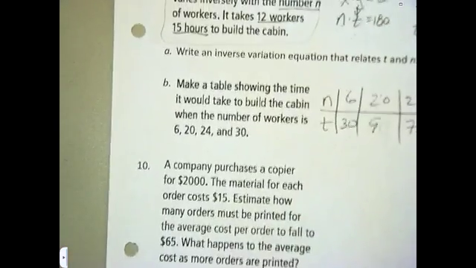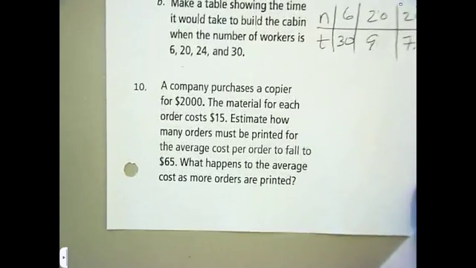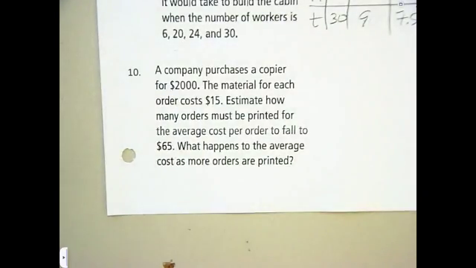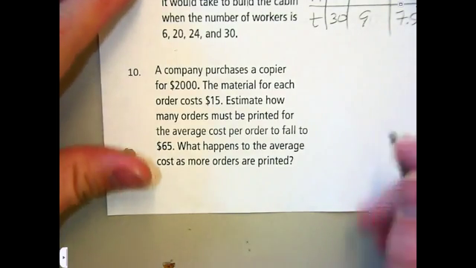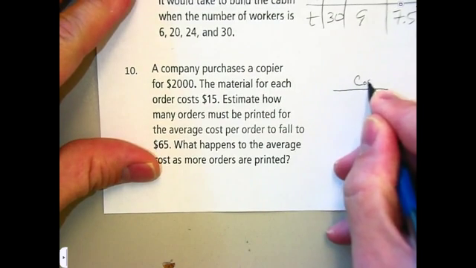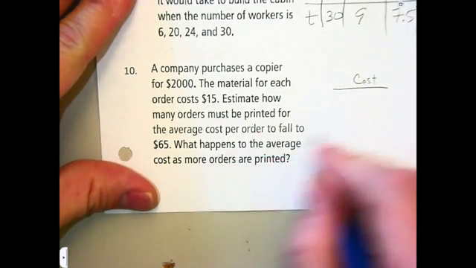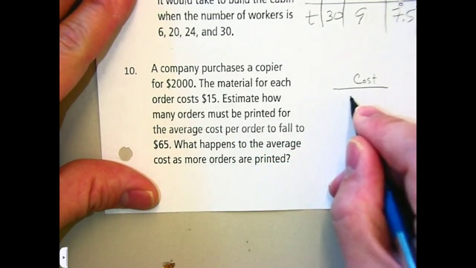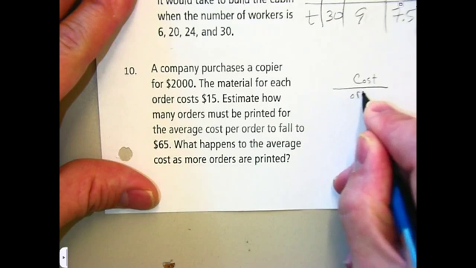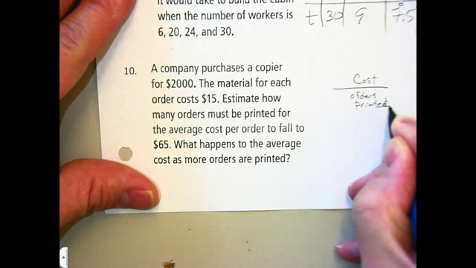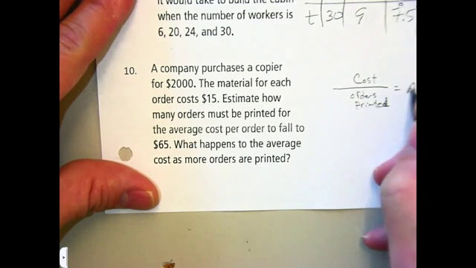All right, number 10. A company purchases a copier for $2,000. The materials for each order is $15. Estimate how many orders must be printed for the average to fall to 65. Okay. So remember, if we're dealing with the average, in this case, we're going to take the total cost and divide it by the number of orders printed. Okay, and that's going to give us our average.